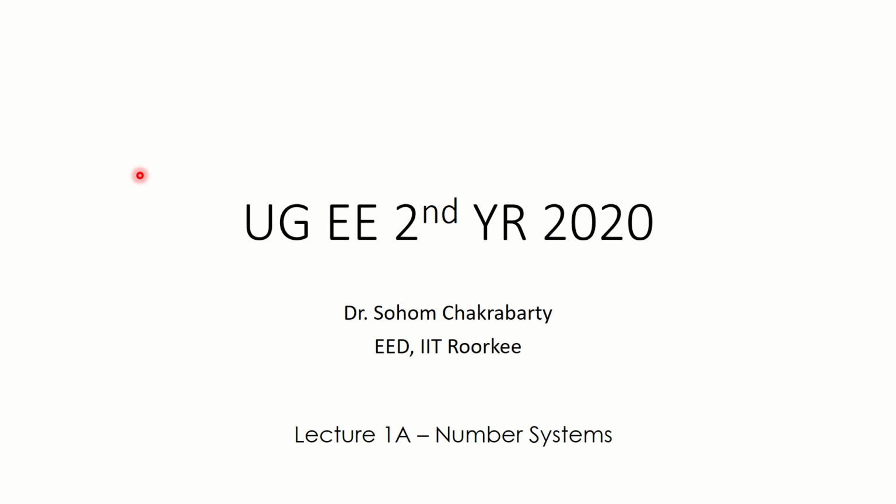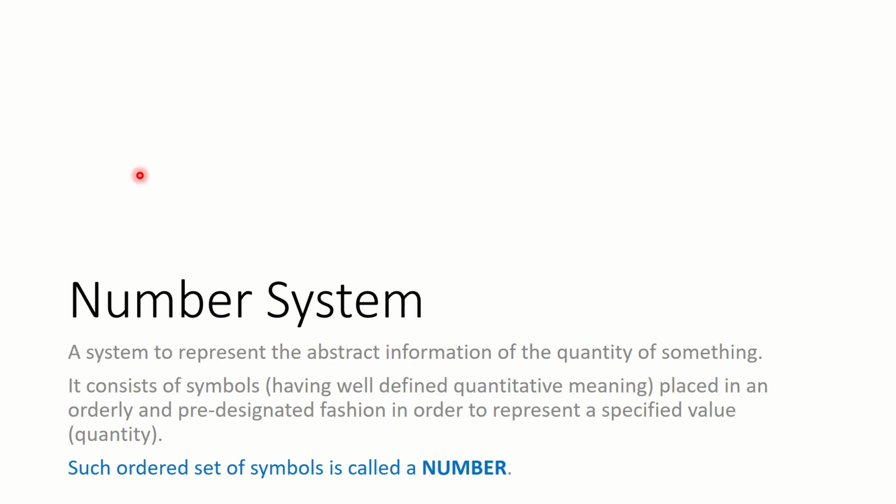So we start with the definition of number system, how we have understood what a number system is, and we go back to our previous lecture, where we understood the systems of representation of numbers. So there we defined what a number is. A number is basically something which represents the abstract information of the quantity of something.